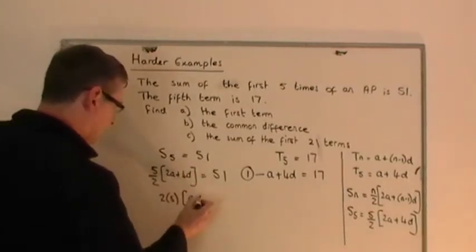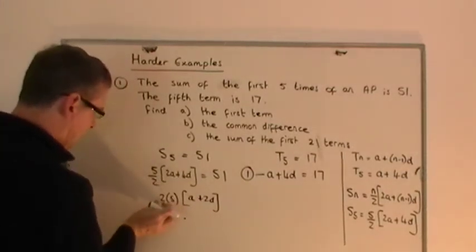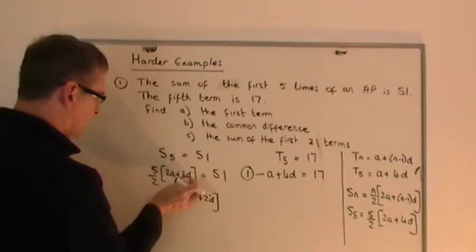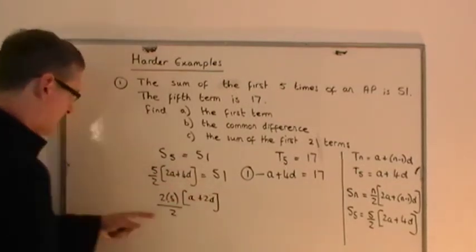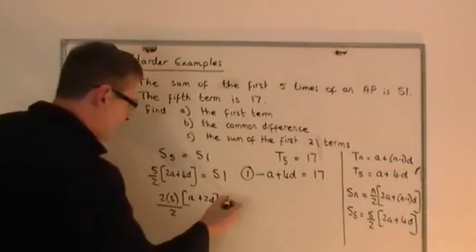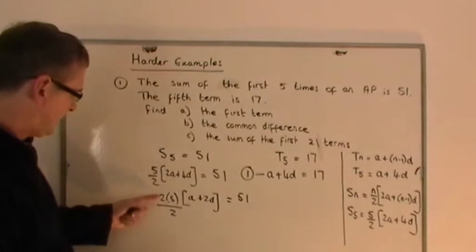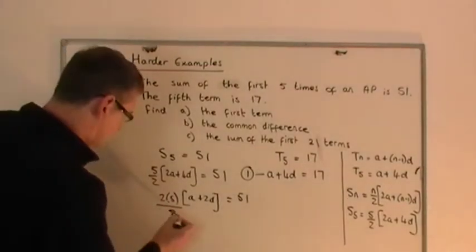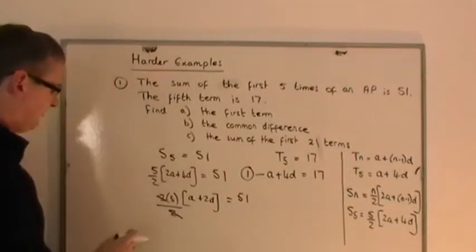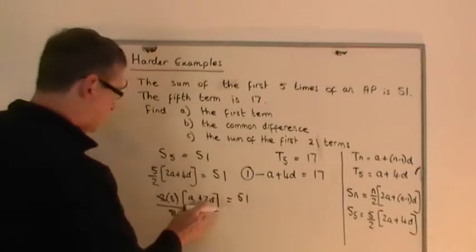Take out 2 from that, I've got 2 d's. So that 2 times the a gave you the 2a, that 2 times the 2d gave you the 4d. The 5 was already there. Don't forget, you've still got over 2 outside. I'm leaving the 51 alone. So here you can see that the 2's, top and bottom, outside the bracket, can now cancel, so they disappear. So you're left with 5 lots of a plus 2d, like so.